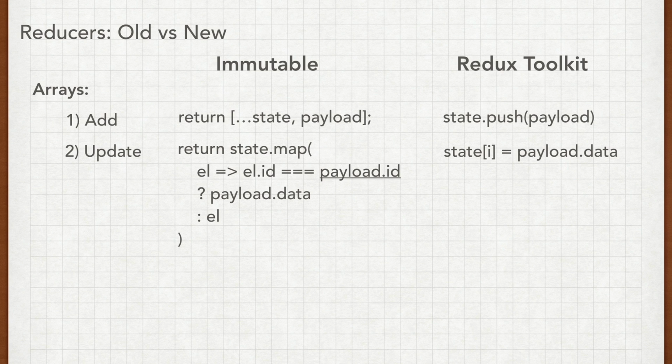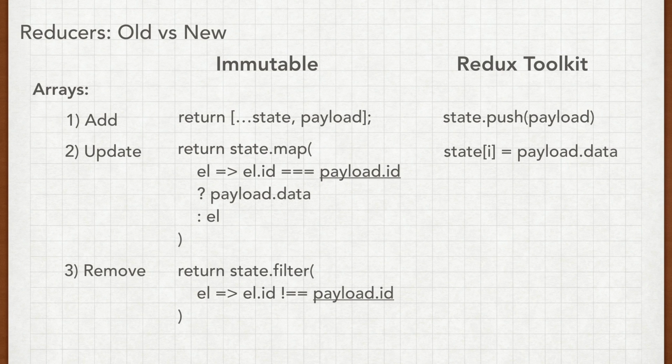And I think this is much more legible. Now, to remove an element in an array, what you do in the immutable way is kind of similar to updating. Instead, you use the filter method on the state. You loop through each element in your array and you filter out all the ones that do not equal your unique ID or whatever you're looking for.